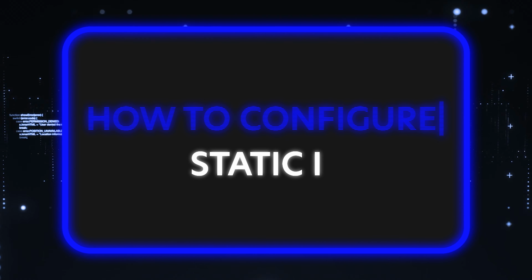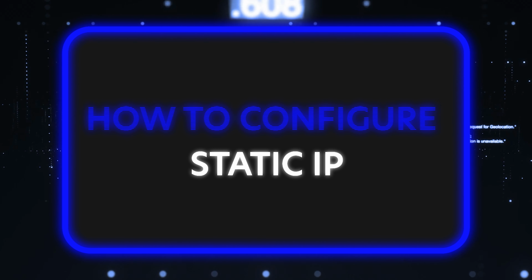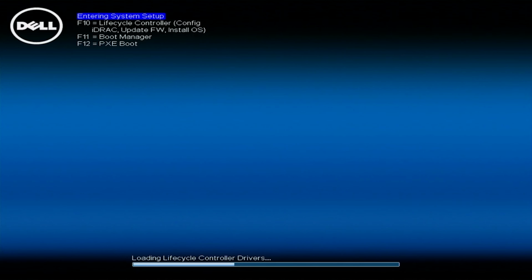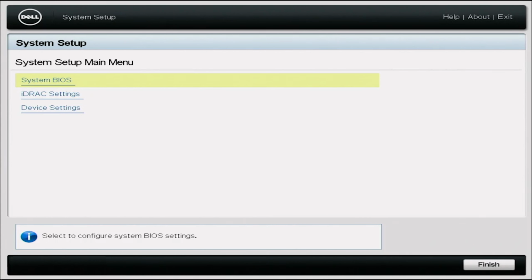Now we will show you how to do it via static IP. This is going to be actually pretty similar overall, but it's going to be slightly different. As opposed to going to F10 into the lifecycle controller like we did for the DHCP, we're going to hit F2 on the system setup during POST. This is going to take us to a few different options.